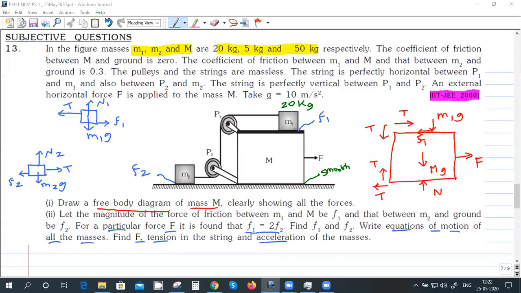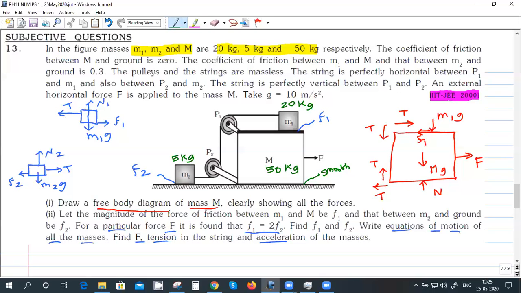Between the big mass M and the ground is smooth. Okay, and there is friction between the other masses M1 and M2 and the ground. There is friction between M2 and the ground because M2 is rough. Okay, but capital M is smooth. What is to be done? Draw the free body diagram of capital mass M.